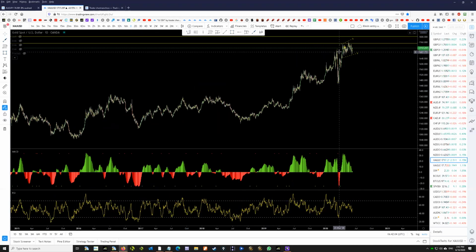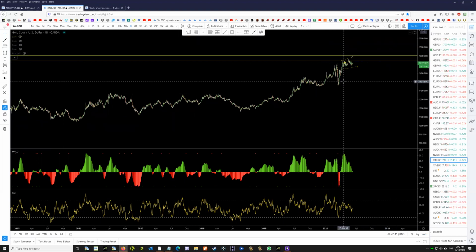Somebody tried to fight. The bears tried to get down there. They tried their best. They're like, get down, but then the bull said, nope, sorry, up again. So therefore, I'm inclined to say gold still looks bullish.